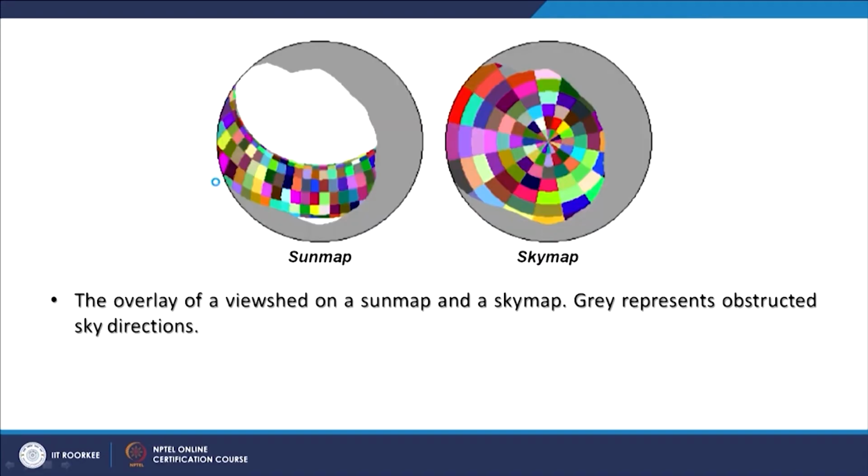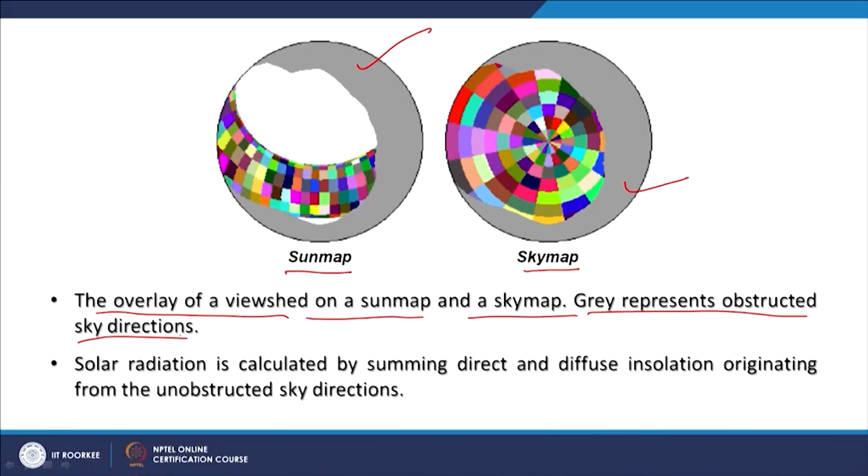Here is our sun map with obstruction information, and this is our sky map, again with the obstruction information. When we overlay all this, the overlay of a view set on a sun map or a sky map, of course, the grey areas represent the obstructed area. So solar radiation: this is for the direct and this is for the diffuse.